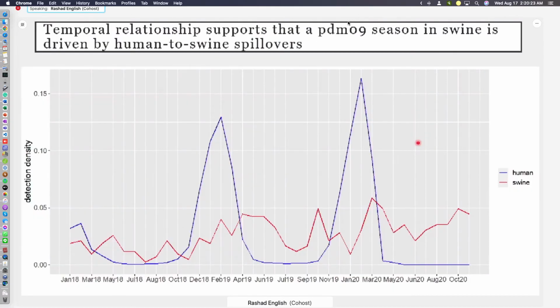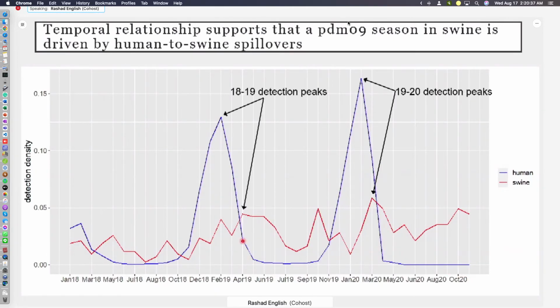And so to further support it, we also looked at the temporal relationship between human and swine detections. This is a time interval between January 2018 and November 2020. It captures two flu seasons, highlighted here: the 18-19 season and the 19-20 season. Detections in humans are shown in blue, and detections in pigs are shown in red. We have those nice epidemic peaks, as always, in humans, and detections in pigs are a little bit more sporadic, but you can see some seasonal patterns there.